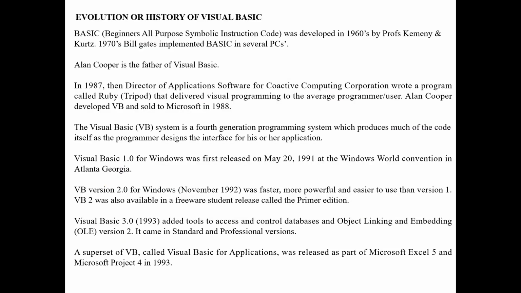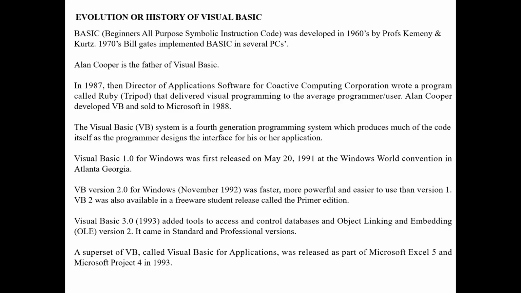The evolution or history of Visual Basic. The father of Visual Basic is Alan Cooper. In 1987, the director of application software for Cognitive Computing Corporation wrote a program called Ruby. The Visual Basic system is a fourth generation programming system which produces much of the code itself, while the programmer designs the interface of her application.